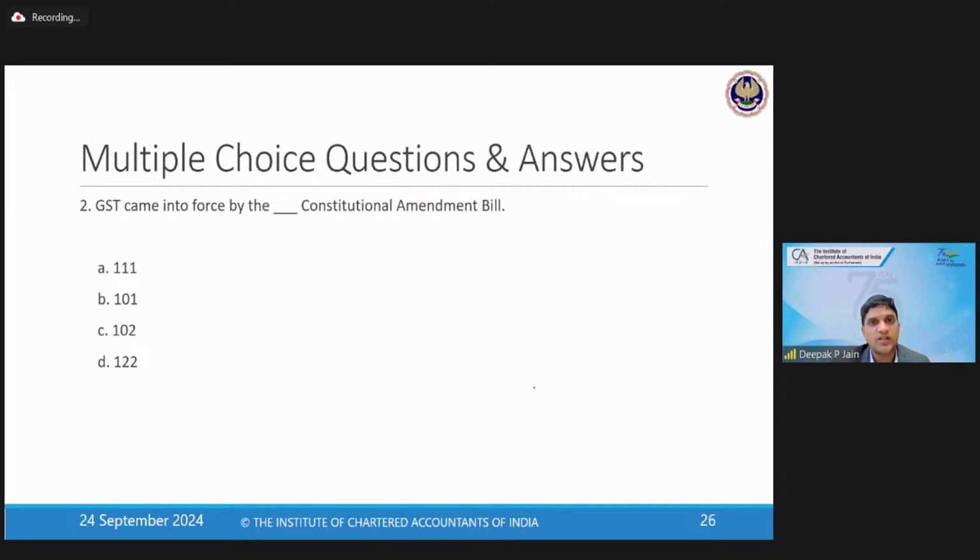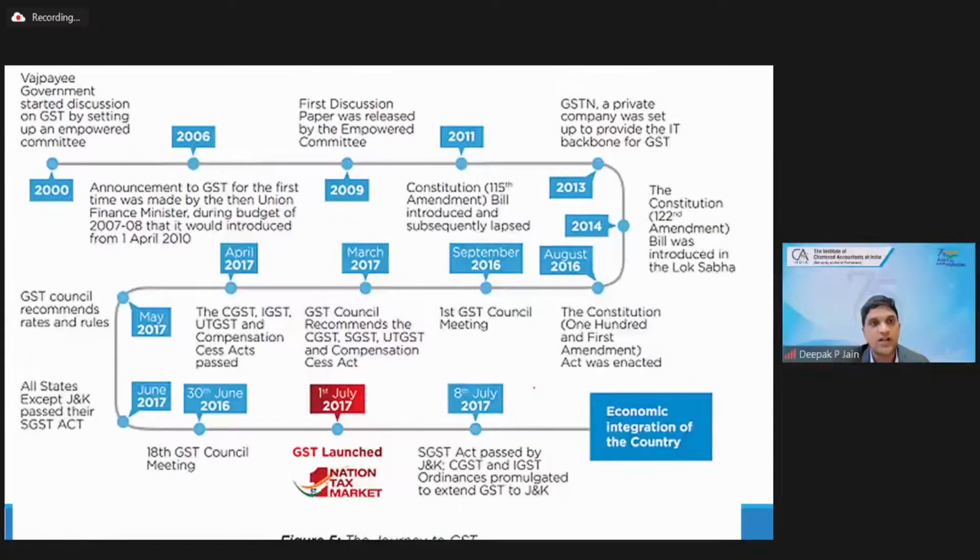Please read through the question. This is a question for CA students. GST came into force by which constitutional amendment bill? So when you see these numbers, you have to be very careful. Let us go to this chart.